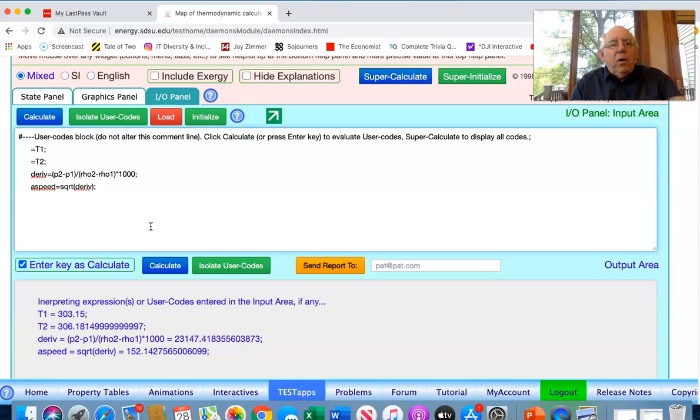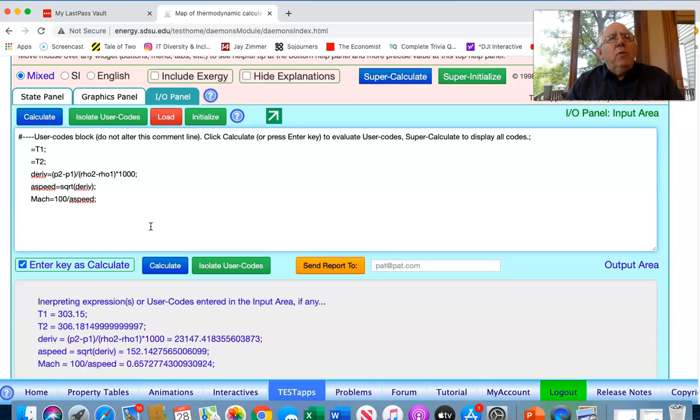152. Now we have a velocity in this problem that's 100 meters per second. So the Mach number that we're looking to calculate is simply the 100 divided by the acoustic speed, 152. And so the Mach number, the answer to this particular problem, is 0.65.